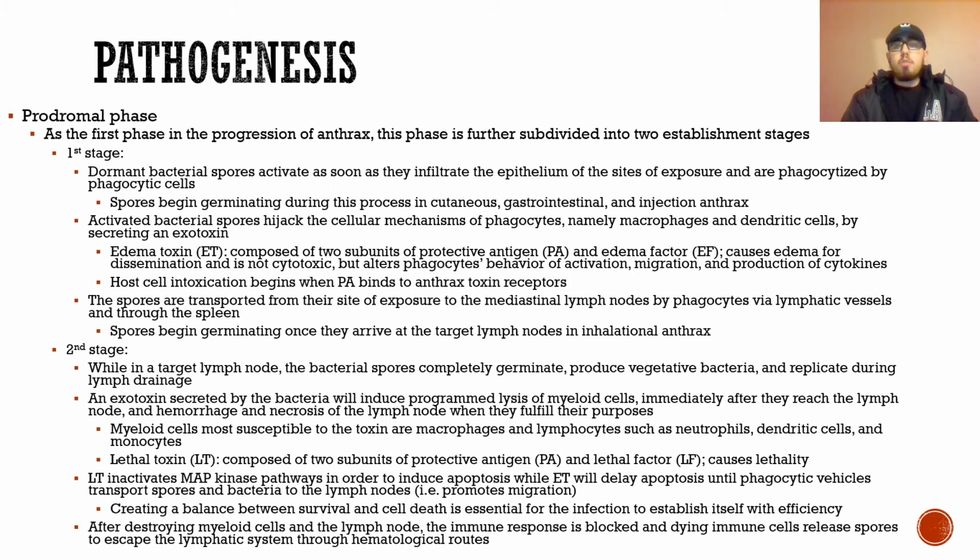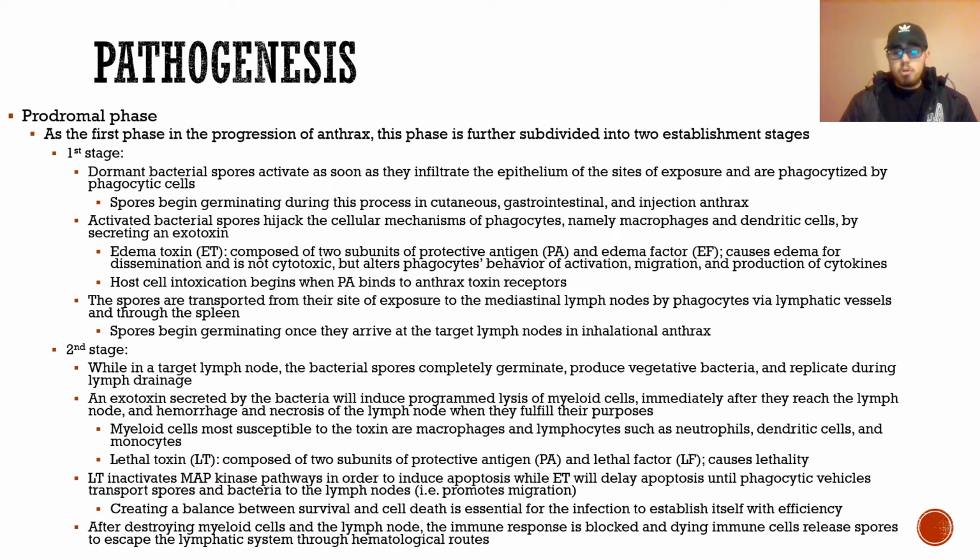So, to go more into depth, the prodromal phase is the first phase in the progression of anthrax, and this phase can be further subdivided into two establishment phases. The first stage encompasses dormant bacterial spores activating as soon as they infiltrate the epithelium of the sites of exposure and are phagocytized by phagocytic cells.